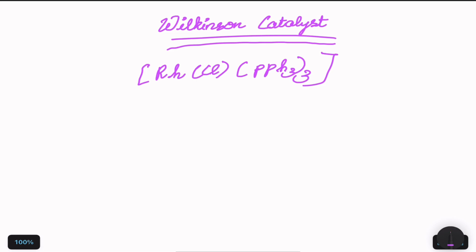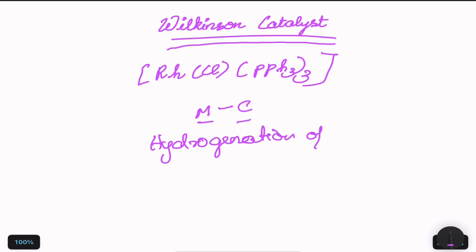Okay, so this is a coordination compound. So this is mainly an organometallic complex. They call it an organometallic complex. So usually in an organometallic complex, the metal is directly attached to a carbon, but in this case there is no metal that is directly attached to a carbon, but still it is an organometallic catalyst or compound because it is basically undergoing hydrogenation of alkene. Okay, so this helps in hydrogenation of alkene.